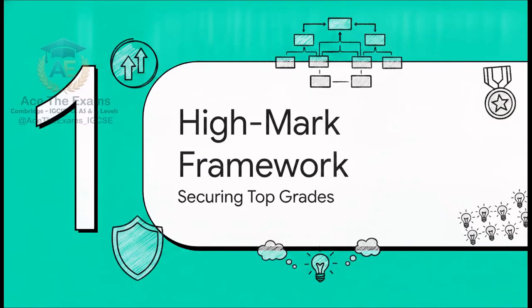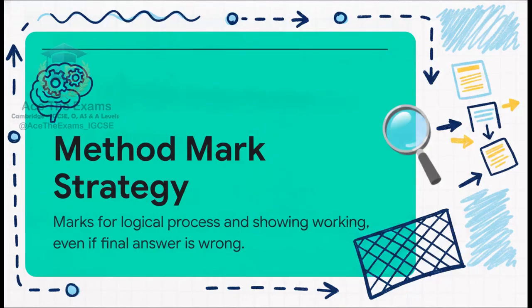Section 1. The high-mark framework. So if generic answers are getting us 0 marks, how do we actually construct a top-tier response? Well, the absolute foundation of everything is the method mark strategy. Method marks are awarded for the logical process and for showing your working, even if your final answer turns out to be completely incorrect. This is literally your ultimate safety net in the Cambridge IGCSE exam.